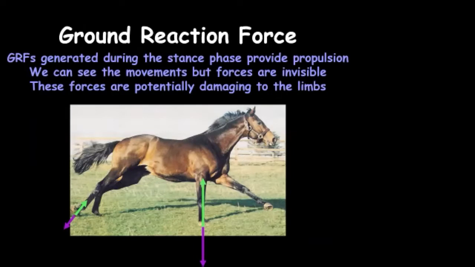Now, when we watch a horse in motion, we can see the movements of the horse's body. So we can see the kinematics, which are the movements. What we can't see are the forces. Forces are invisible to our eye. And as I said with the last slide, it's these forces that are potentially damaging to the limbs. So the more we can learn about these forces, the better we can understand injuries.